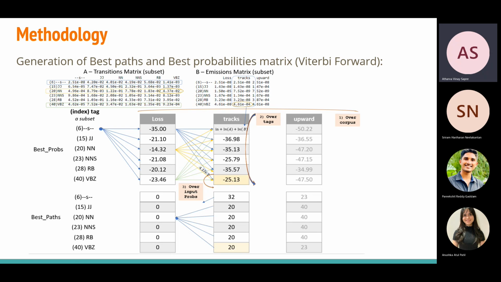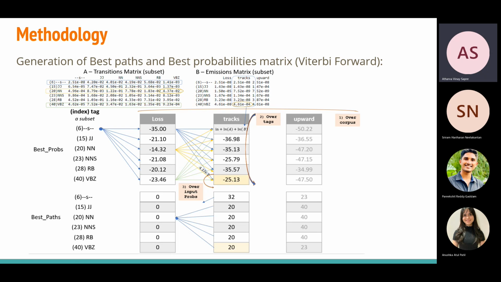The next column represents the word loss. Now it will refer to the transition and the emission matrix to get the values and fill the cells in the best probability matrix. So for example, the first row in this column will basically be calculated by multiplying the probabilities of the previous tag being the starting pointer and the current tag also being a starting pointer with the probability of this word given the tag is a starting pointer.